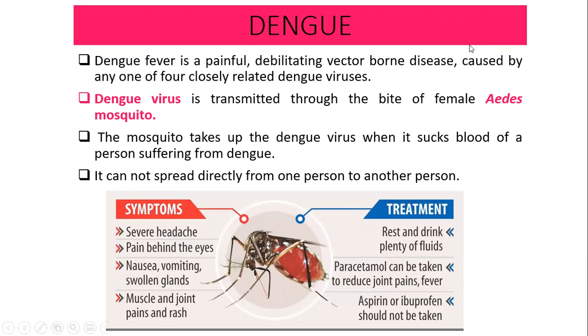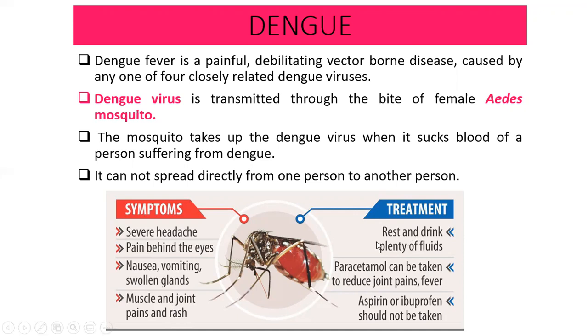Now, what are the major symptoms of dengue? You have to remember any 4 symptoms: severe headache, pain behind the eyes, nausea, vomiting. But the major symptom which you can see here in dengue is muscle and joint pain. Rashes are seen on the body. Out of this, always remember any 4 symptoms, not all.